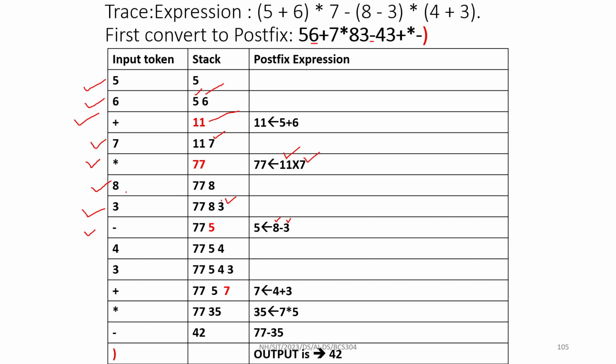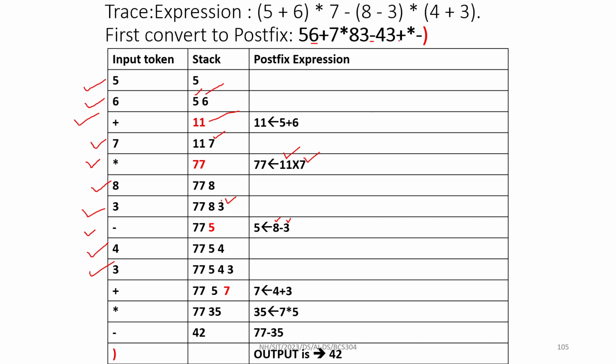Next symbol is 4. Earlier 7 was there, the previous step 5 was there, now the new one is 4. 4 is also pushed onto the stack. Next symbol is 3. Again you push 3 onto the stack. Right now the status of the stack is 7, 5, 4 and 3.